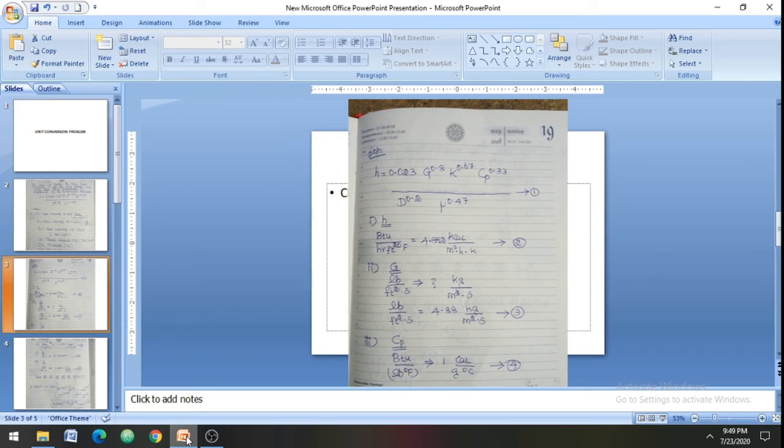Next one is mass velocity. Here it is pound per foot square second. This is the FPS unit, and it is converted into SI unit, kg per meter square second. 1 pound per foot square second is equal to 4.88 kg per meter square second. So this is the conversion factor. Next one is cp, that is specific heat. BTU per pound degree Fahrenheit is the FPS unit, and this is equal to 1 calorie per gram degree Celsius.